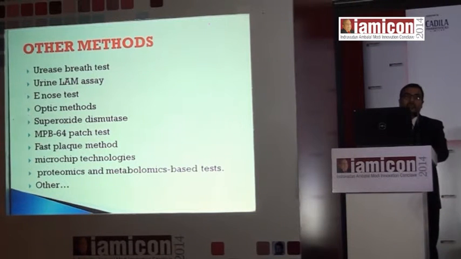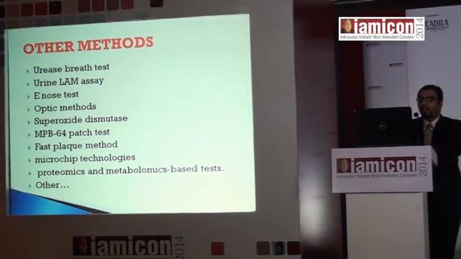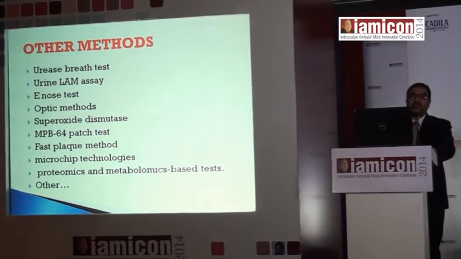Then a few new methods are coming up, like the urease breath test, urine LAMP assay, e-nose, optic, superoxide, and more. But interesting is the urine LAMP assay. In the urine LAMP assay, a strip can be put in the patient's urine and it can immediately tell if the patient has tuberculosis or not. And even the urease breath test, where the patient has to blow into the machine and from the breath we can get to know if the patient has tuberculosis or not. But it is still in the developing stage.